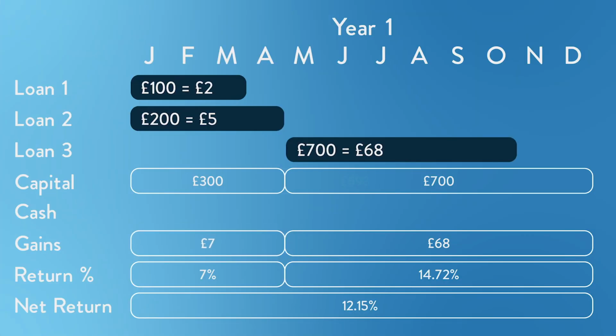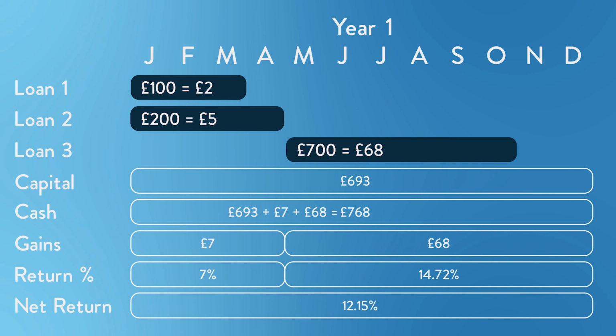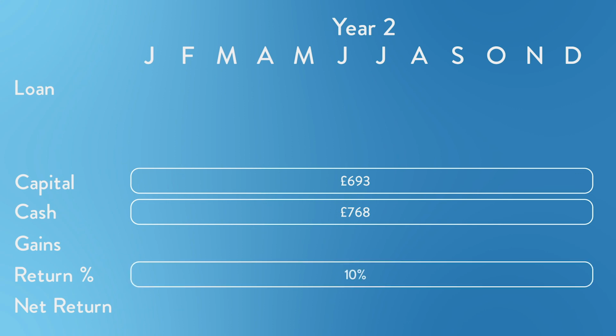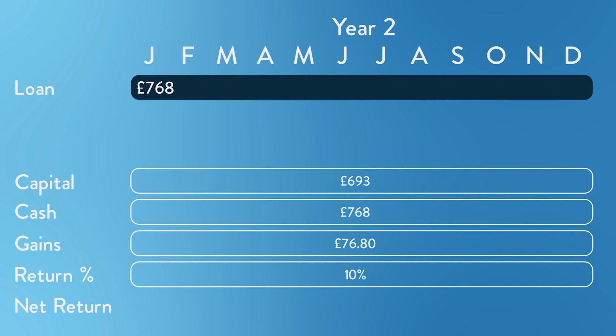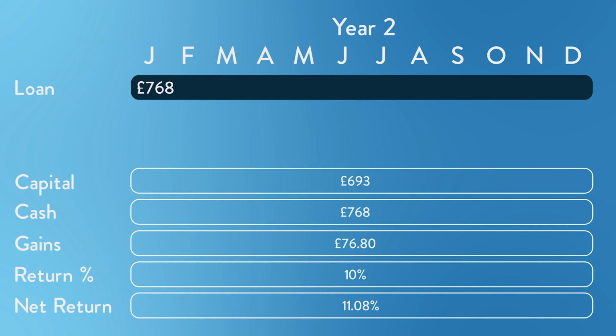This might seem like a small change, but remember, after this year, you will have the original £7 gains and also the new £68 as well. This means your capital employed on the platform is £693, but the amount of funds that you can lend is £768. If, in the next year, there was a loan where you could receive a 10% annual return for a 12-month loan, if we invest the full £768, we get £76.80 back from our original £693 capital employed. That is an 11.08% return, and over time, this just becomes more and more significant.